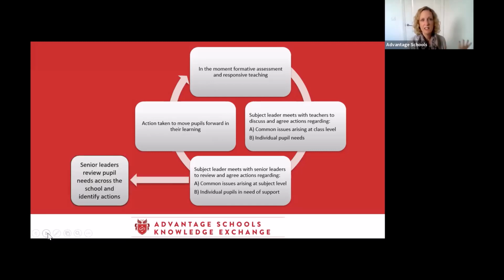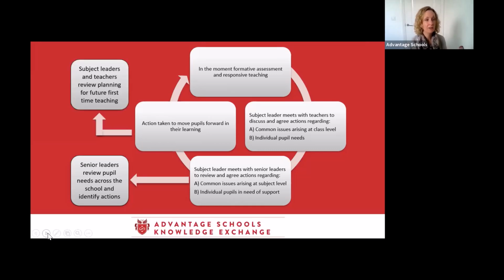And then there are two aspects that spring from this. Senior leaders will all meet together to discuss which pupils might be in need of support, or which subject areas might be really struggling. But also at department level, it's not just about what we can do to address this issue with these pupils right now, but thinking, next year when we teach this again, is there anything about our resources that we could do to make our first time teaching as good as possible?